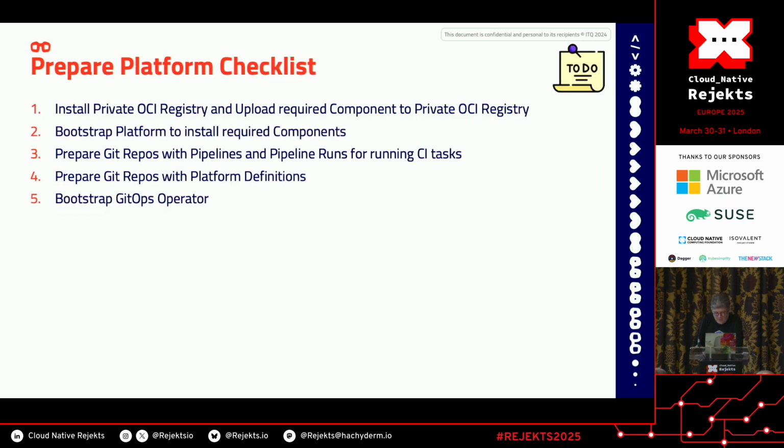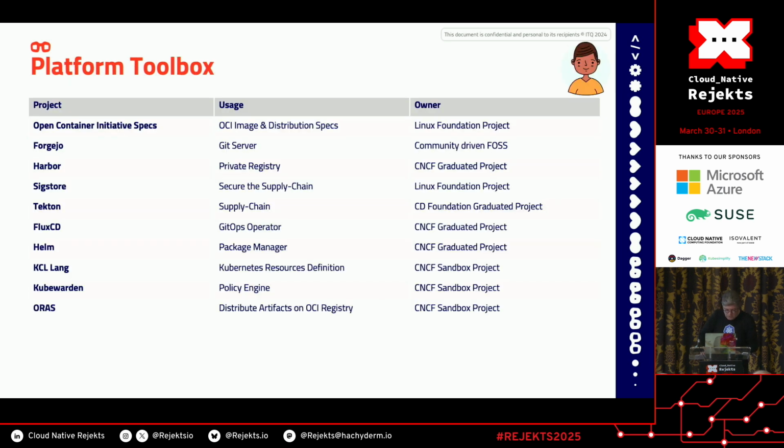So here, first of all, you need to install and prepare the OCI registry and upload the required components to the OCI registry. Here, it's a private environment, so you need to get everything into the private registry. Bootstrap the platform to install the required components. Prepare the Git repository for pipeline runs and platform definitions, and then bootstrap the GitOps operator. The GitOps operator, which I missed on the list, is FluxCD.